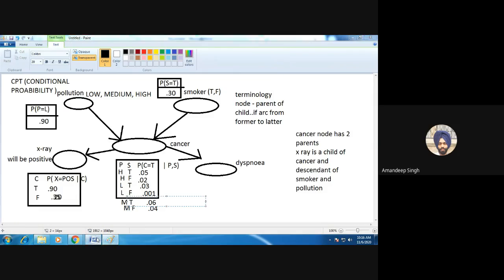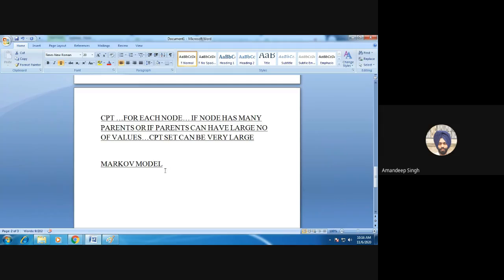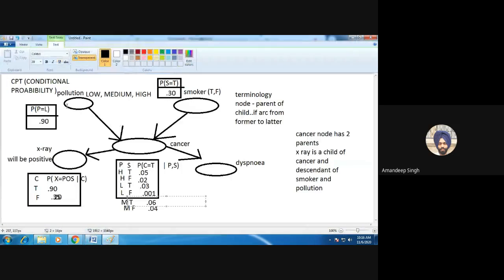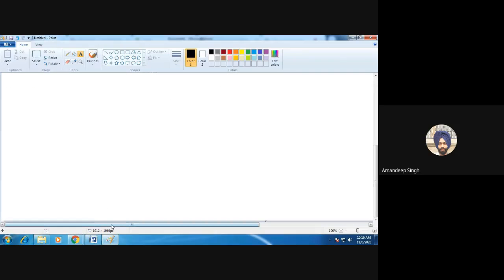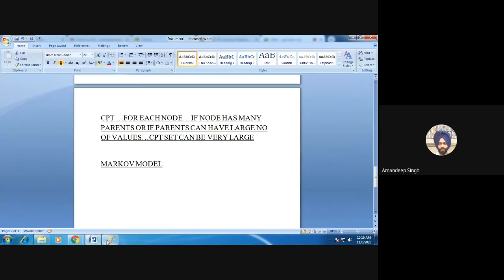Fine. And while building the CPTs, if the parent nodes have many values or a node has many parents, then the resulting CPT can be quite large. So to overcome this, we bring the Markov models into the picture.